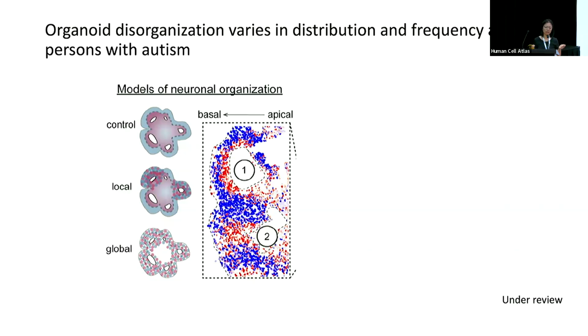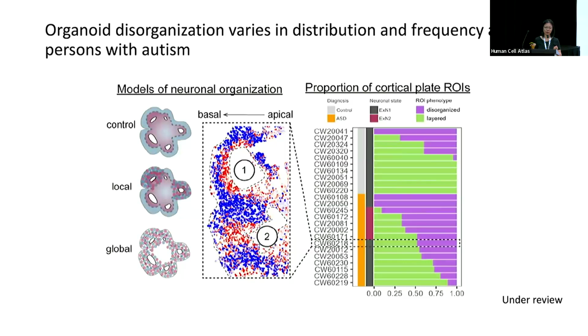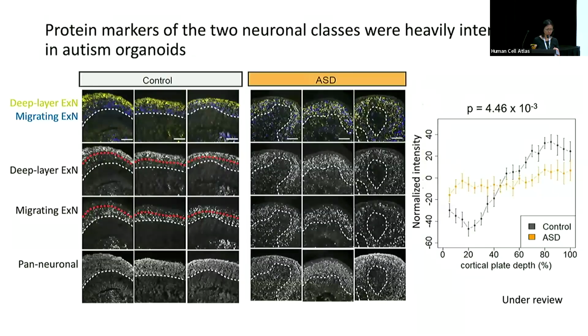As you can see in these two bars, the first one, number 1, is layered, and number 2 is pretty disorganized. We can quantify the proportion of cortical plate ROIs that are disorganized, and you can see a substantially higher proportion of autism organoids are disorganized. Importantly, we could validate this disorganization. What you're looking at here are protein stains for the 2 neuronal classes, and you can see that they are indeed heavily intermixed in our autism organoids.